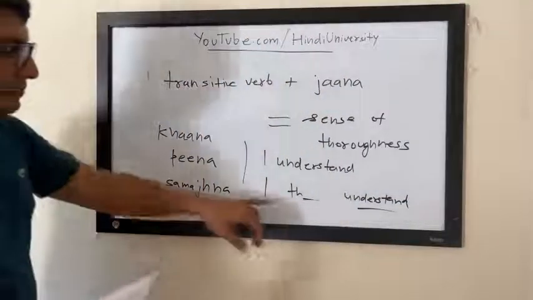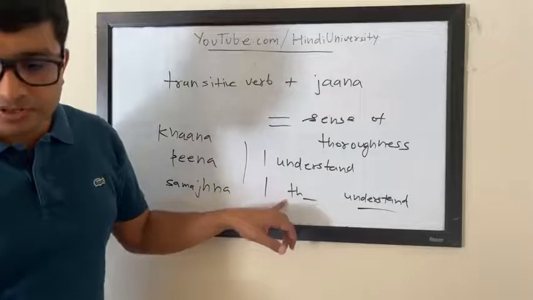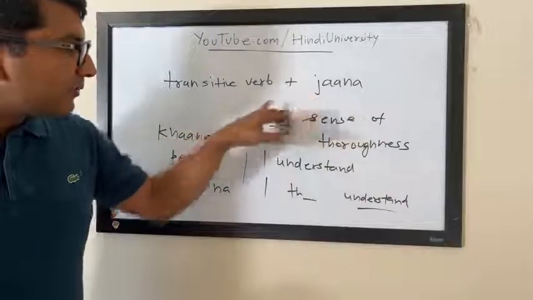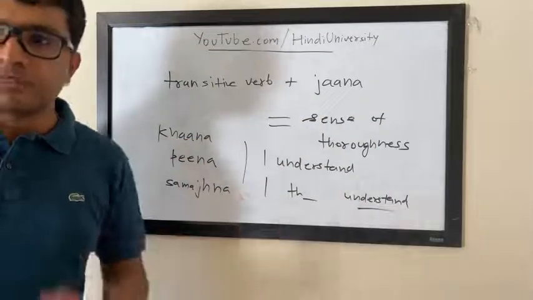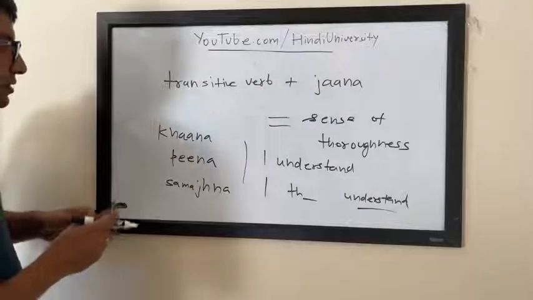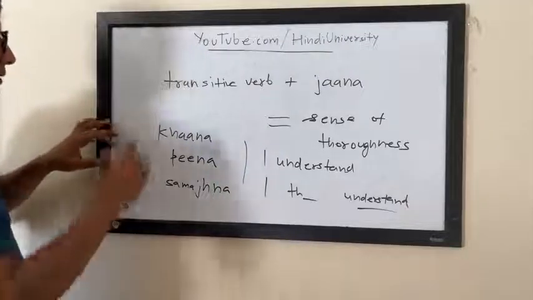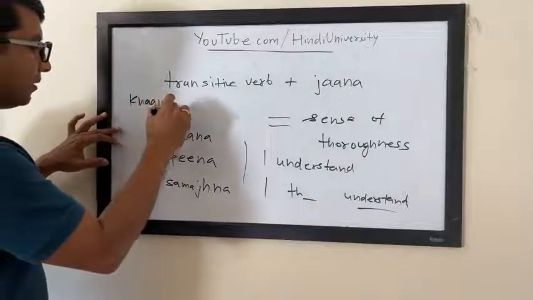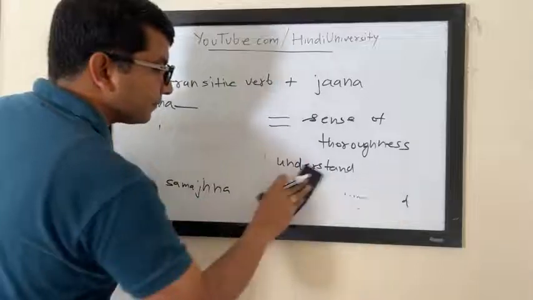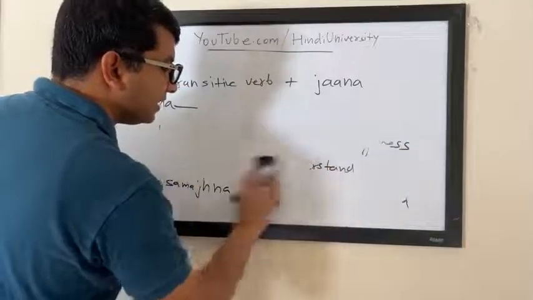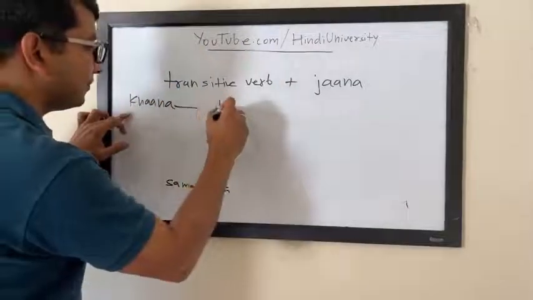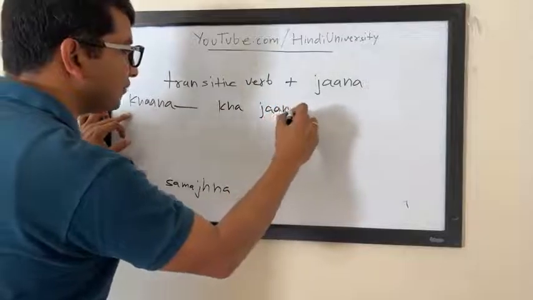Okay, now I can say it in different ways. मैं अच्छी तरह समझता हूँ, मैं पूरी तरह समझता हूँ. You can say it different ways, but by using the auxiliary verb, you are implying that there is a sense of thoroughness there. Okay, so if I were to use khana along with JAANA, you are really saying kha jana. Basically, you finished it, okay?